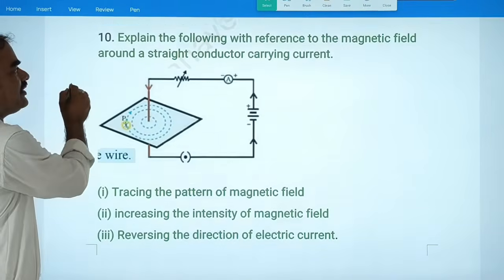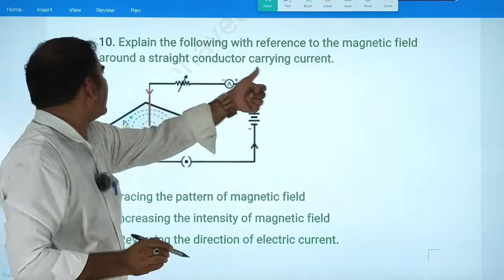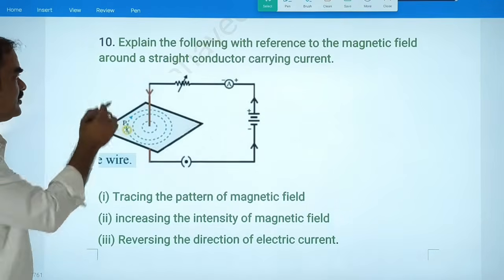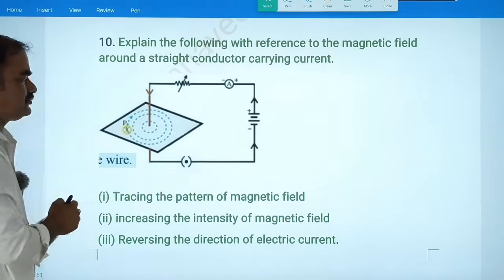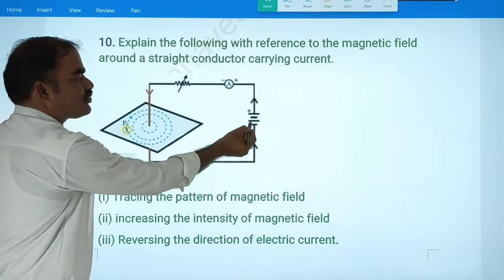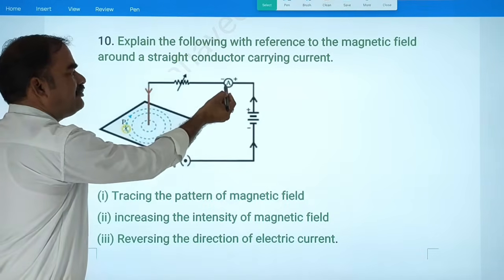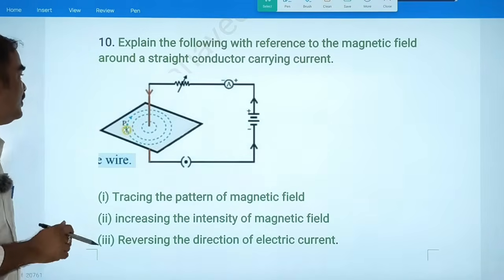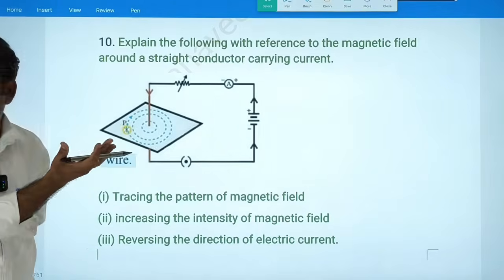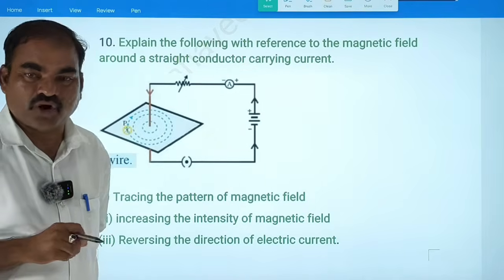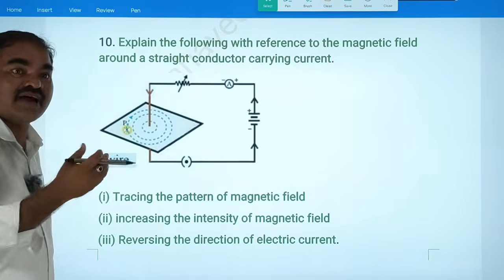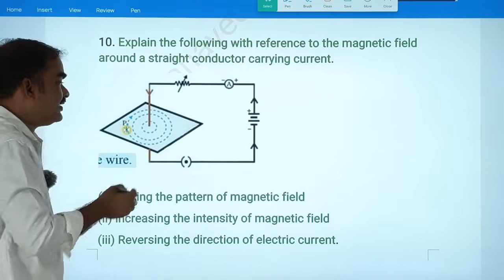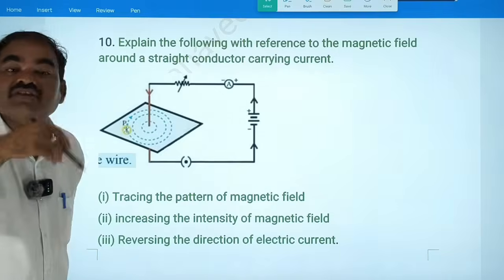And the last question coming: explain the following with reference to the magnetic field around a straight conductor carrying current. Okay, so I will explain it here, and this is a diagram here. This is a key, this is the symbol of a battery, there is an ammeter, and this is a rheostat, where we can vary the current here. So here one cardboard is placed. On that some iron filings have been dropped, which are attracted to a magnetic field. When current is passed, these filings make concentric circles.